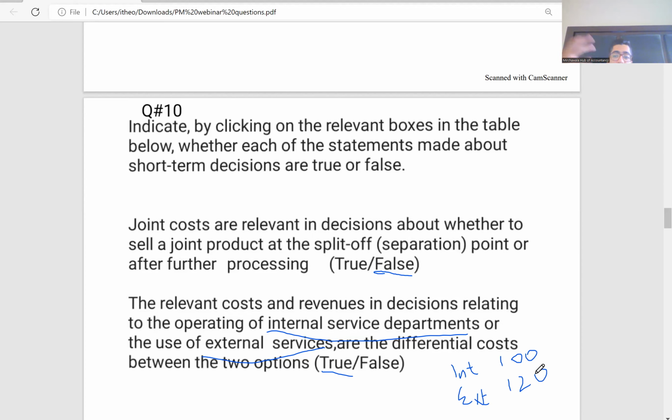And why did you avoid going to the external party? Just because of this 20. So whenever you take the decision of using internal or external, you always take the differential. So this statement, that relevant costs and revenues relating to decisions of internal service or external are differential, is true. Okay.